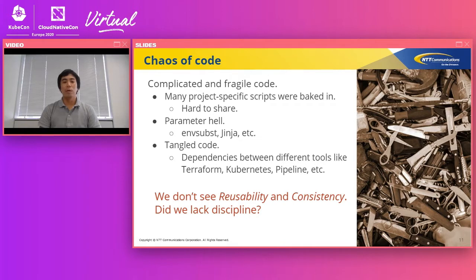We see the more the code base grows, the more complicated and fragile the code gets. There are many project-specific batch scripts baked into the pipeline, which makes it harder to share. Parameters are also our pain point. And as a result, our code got tangled. There are many dependencies between different tools, and we are finally scared to make any changes to a pipeline. So we don't see reusability and consistency anymore. Did we lack discipline? Maybe yes, but I believe it was not the only cause.